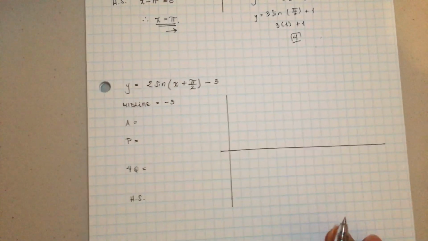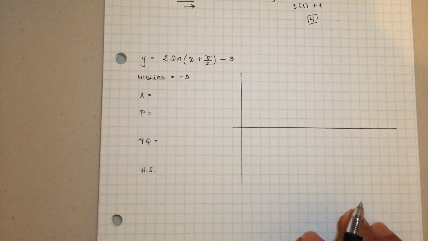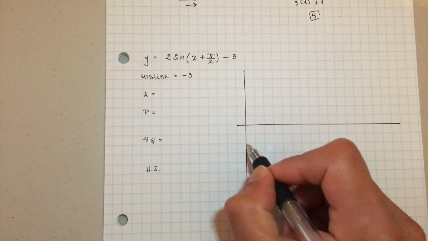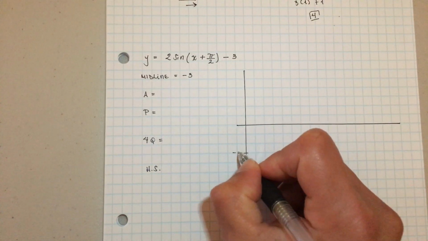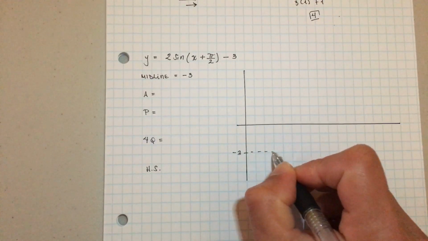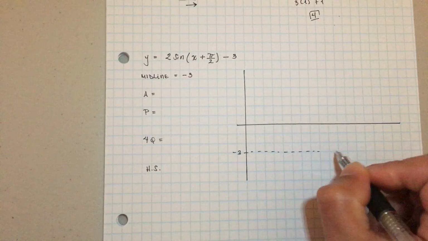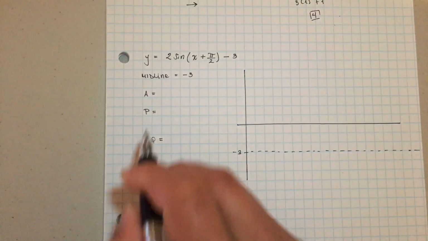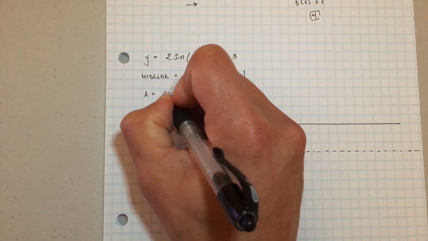All right, guys, let's go ahead and see if we can do a couple more here, just to give you an idea. All right, first thing, midline, -3. So 1, 2, -3 is right here. And I want to go ahead and draw my new midline right here, just dotted lines. Okay, and what's my amplitude? It's going to be 2.